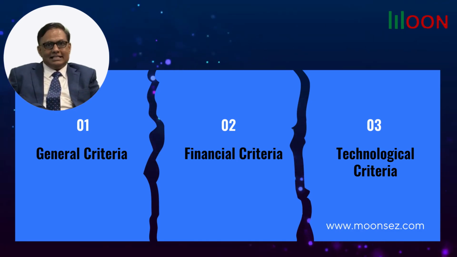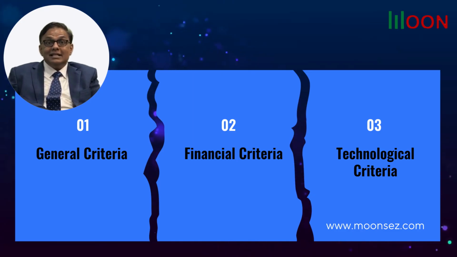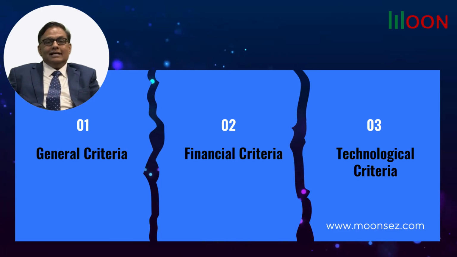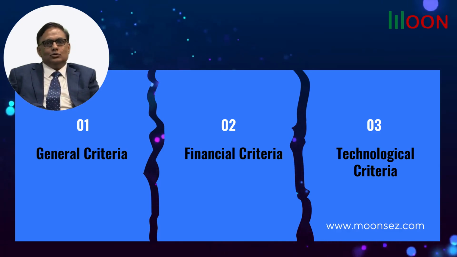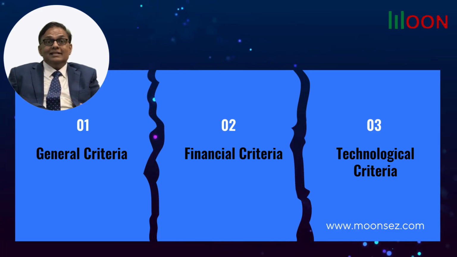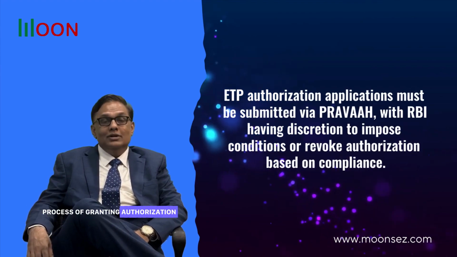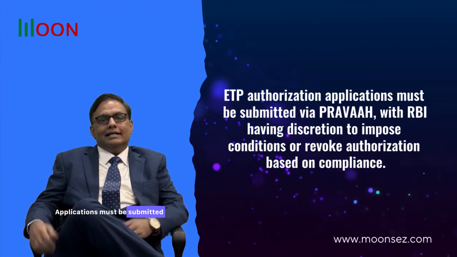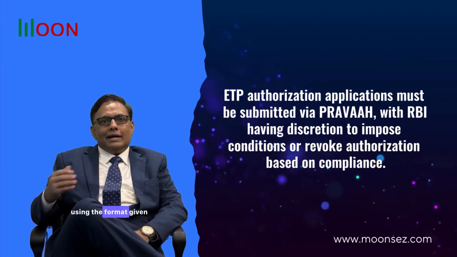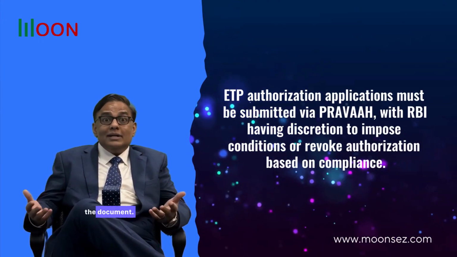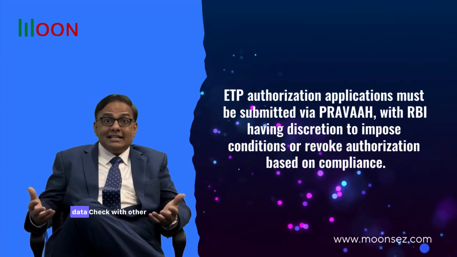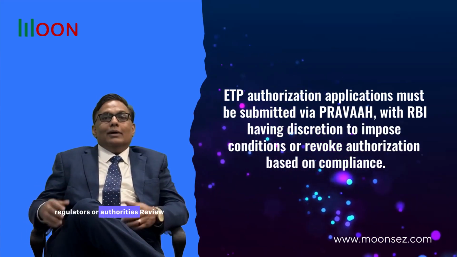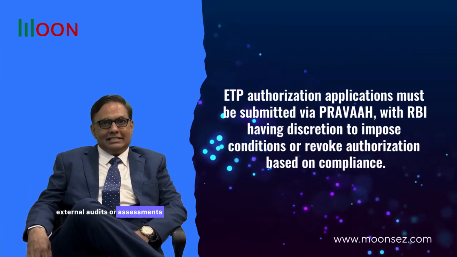3. Technological criteria. The applicant must have robust technology with high availability, reliability, scalability, real-time dissemination of trade information, strong cybersecurity safeguards. This emphasis highlights RBI's commitment to technology-driven market integrity. Process of granting authorization. Applications must be submitted through the Prava portal using the format given in Annex 1 of the document. RBI may seek additional data, check with other regulators or authorities, review external audits or assessments.